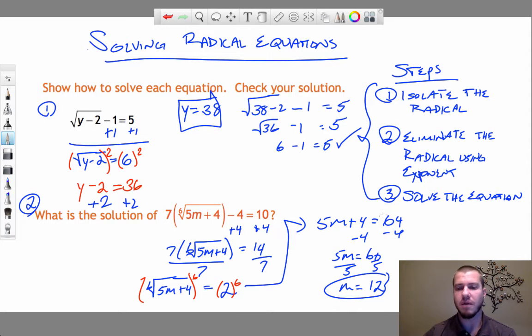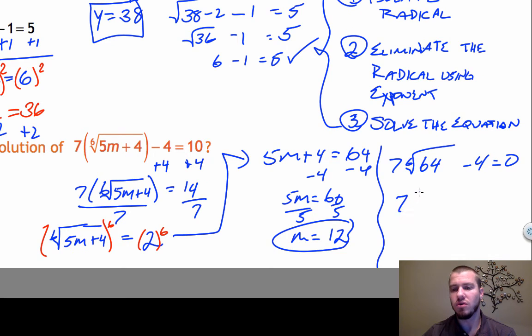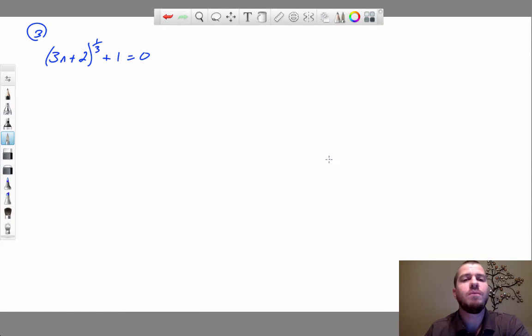Check your answers if you plug it back in. 12 times 5 is 60, plus 4 is 64. And the sixth root of 64 is 2. 7 times 2 is 14. 14 minus 4 is 10, and that works. So it could sometimes be written as an exponent rather than a radical. But the process is the same. Get whatever is being raised to that exponent by itself, eliminate that exponent, and then solve the equation.